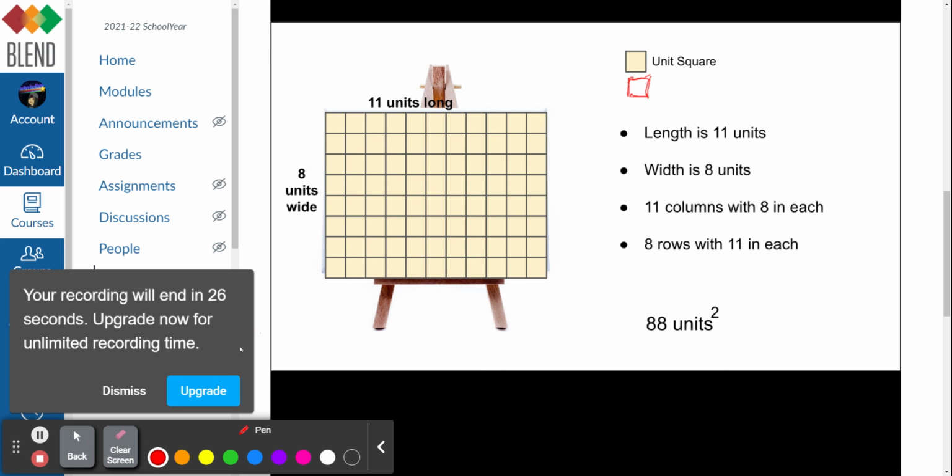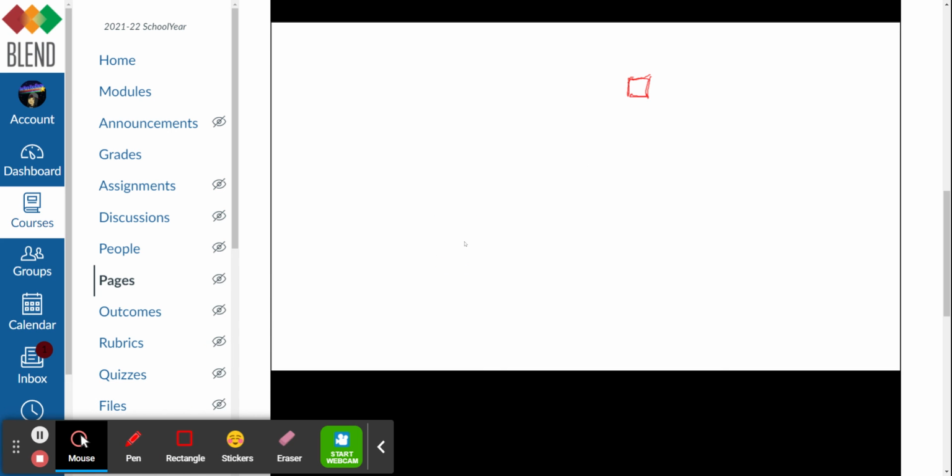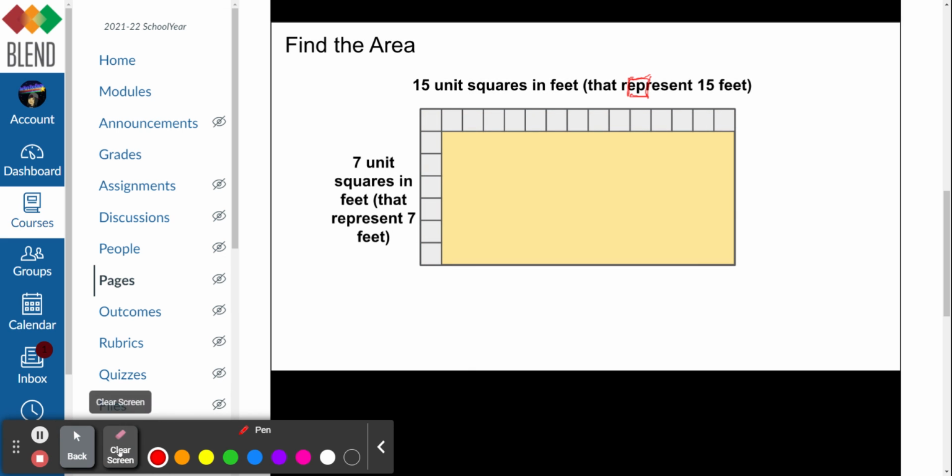All right, so let's clear that. The next thing we're going to do is find the area of this rectangle. So use the formula area equals length times width. And when we come back, we will check our work and see how we did. Our numbers are in the labels. Don't forget to check the labels.